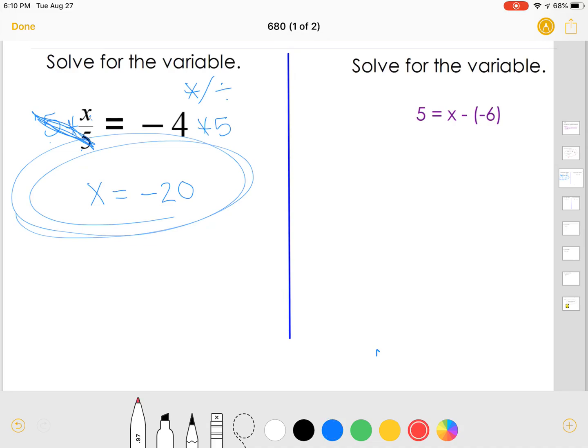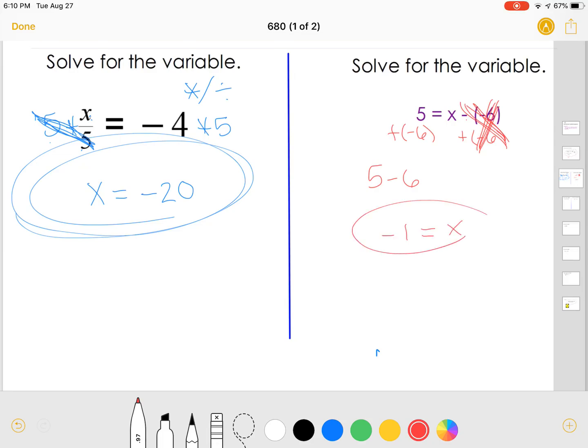So we have 5 equals x minus -6. So this minus -6, there's a couple of different ways you can handle this. Well, here we are subtracting, right? This is a minus sign, so instead of subtracting a -6, our job is to add a -6. So we will add a -6 to both sides. Well, these are just going to cancel out, okay? 5 plus a -6 is the same as saying 5 minus 6. Hopefully you know 5 minus 6 is -1.